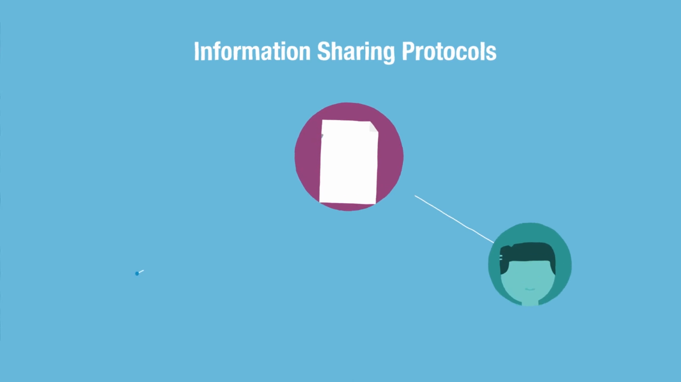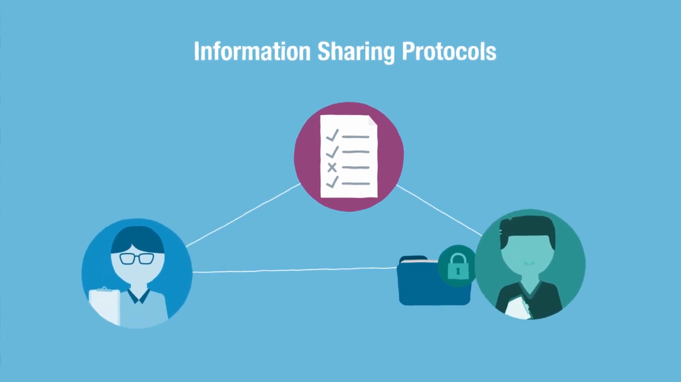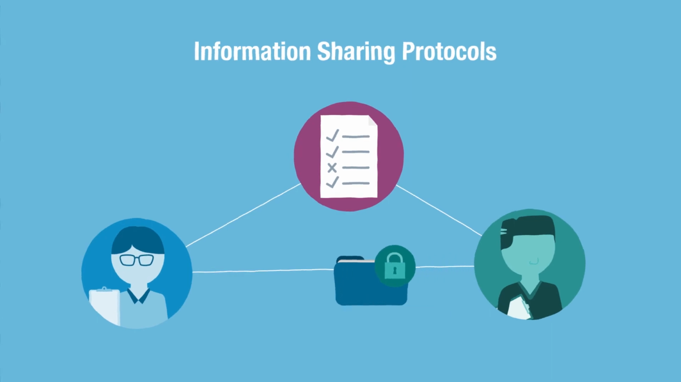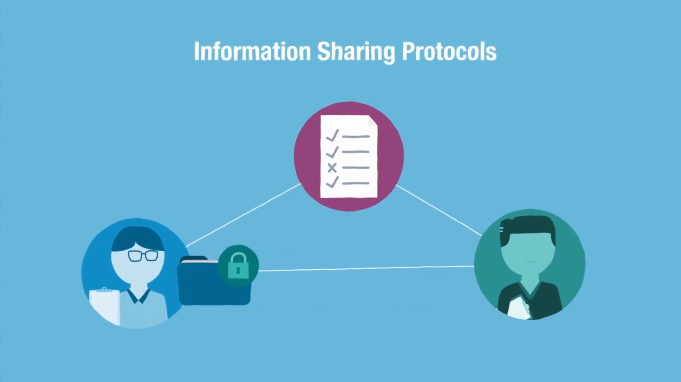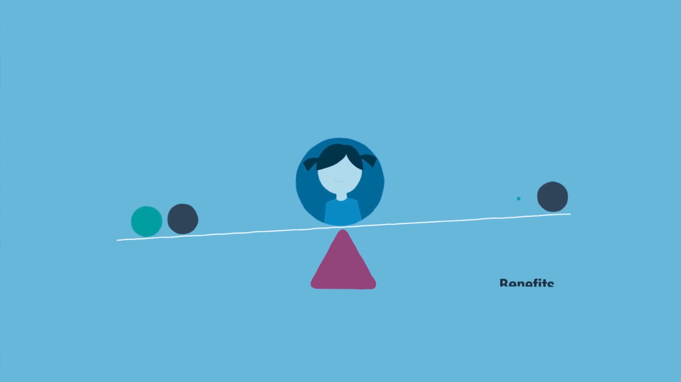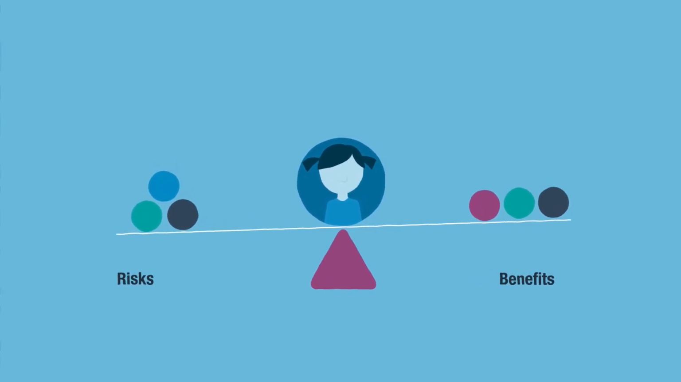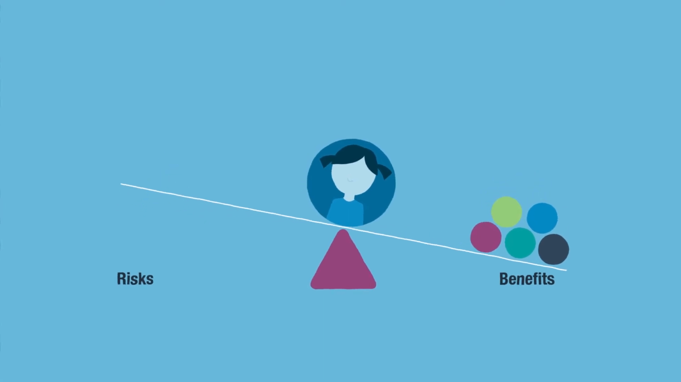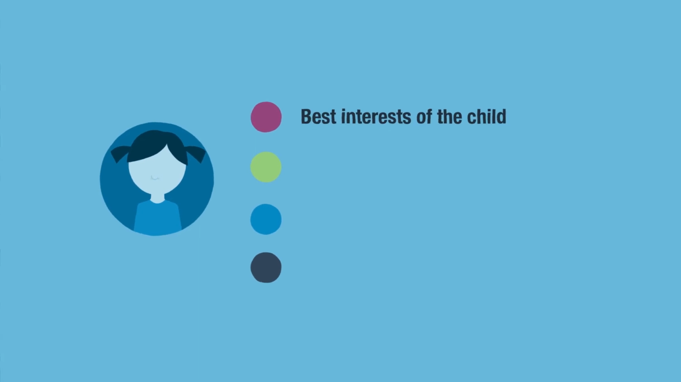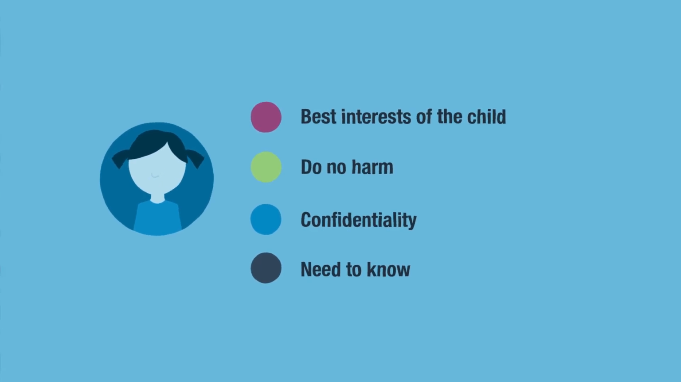An information sharing protocol is critical when sharing a child's personal information across agencies to ensure confidentiality. While information sharing is a key part of interagency coordination and collaboration, the potential benefits and risks of doing so must be carefully considered. Information sharing should be guided by the best interests of the child, following the principles of do no harm and confidentiality, and should only be shared on a need-to-know basis.